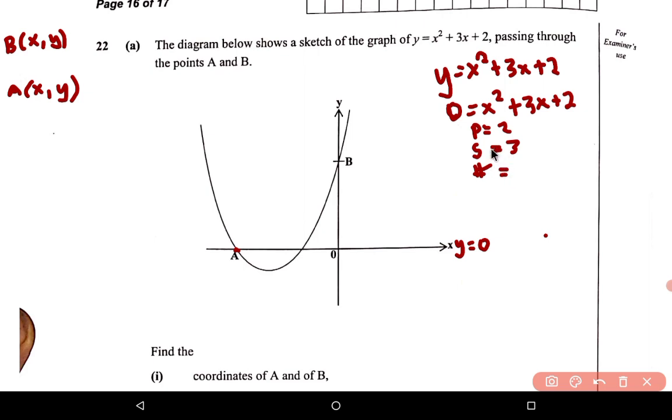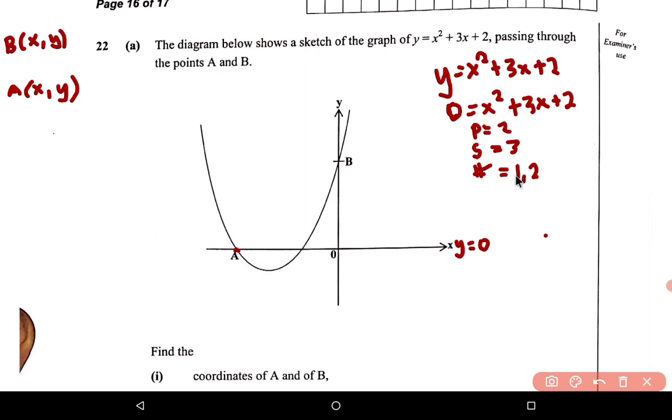The two numbers, when you multiply them, should give you positive 2, and when you add them should give you plus 3. So these two numbers are actually 1 and 2. When you multiply these, they should give you your product, 1 by 2 is 2, and when you add them, they should give you your sum, which is 3. So since the coefficient of x squared here is 1, these are the factors.